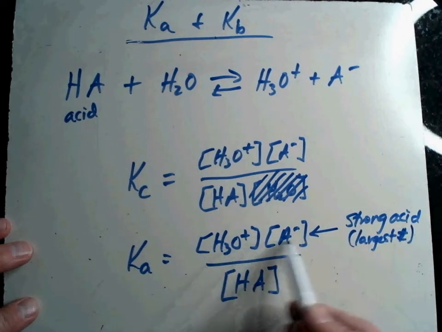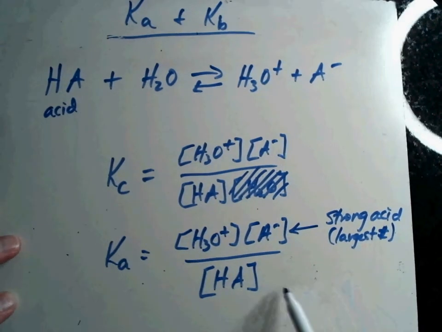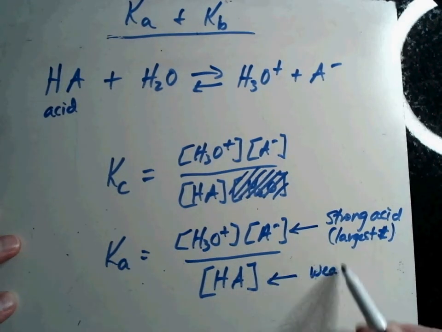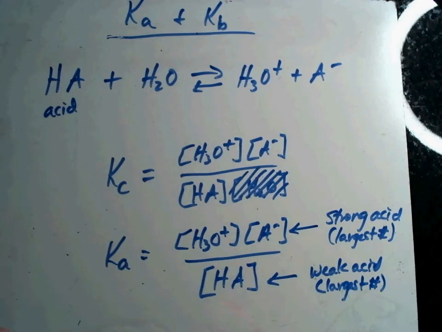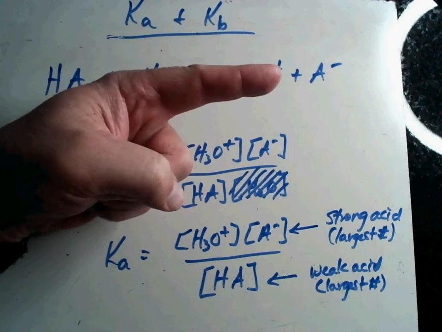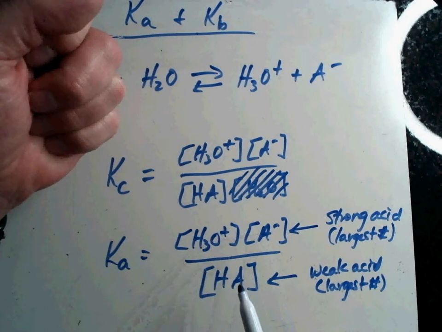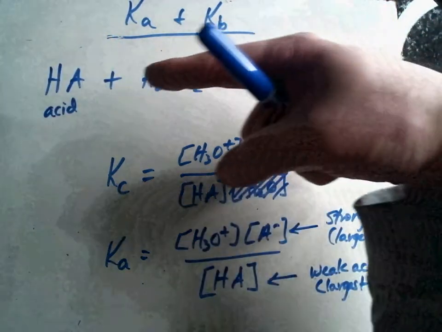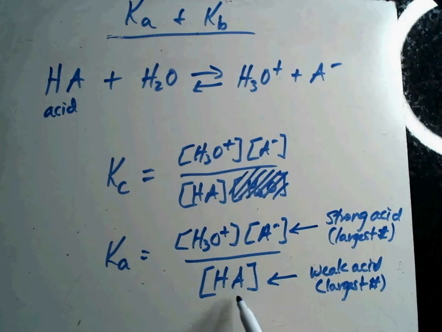If this times this is bigger than this number, that's a strong acid. It's a weak acid if this is your largest number, which makes sense. Why? From before I erased, we said this goes 100% in that direction for a strong acid, so you're going to have total ion dissociation, so those numbers are going to be your biggest numbers. In a weak acid, it's staying in this direction, which means that number is going to be highest, so it's on the bottom of the fraction.